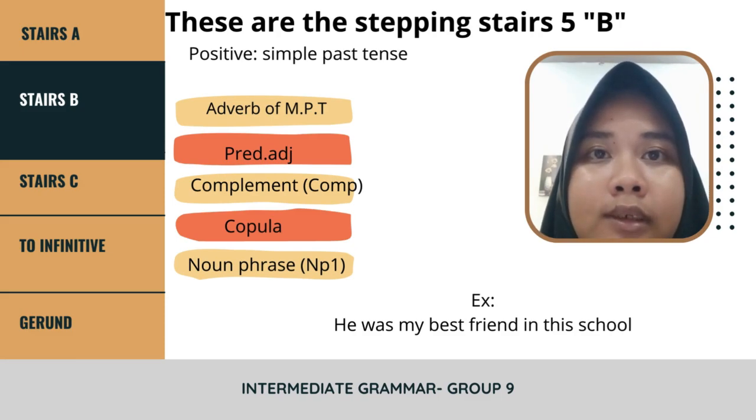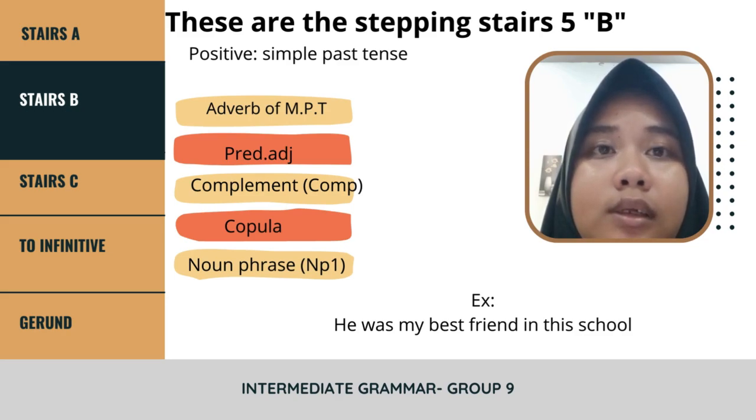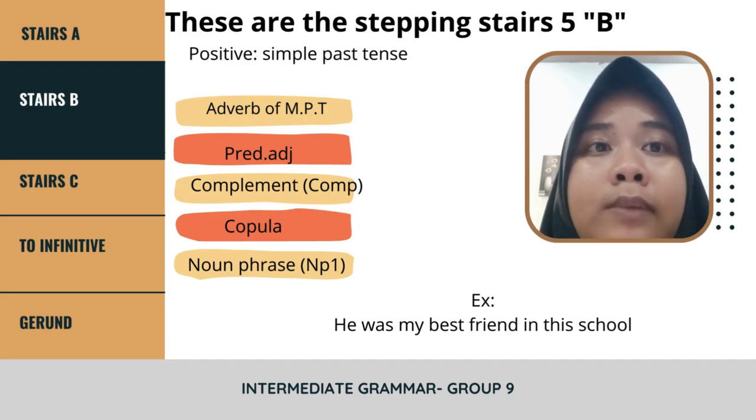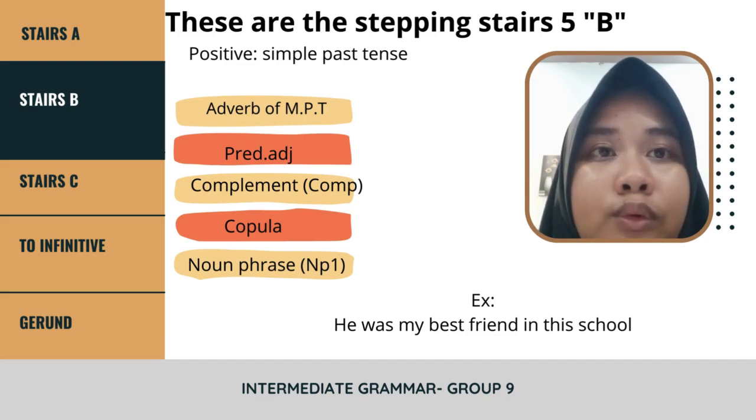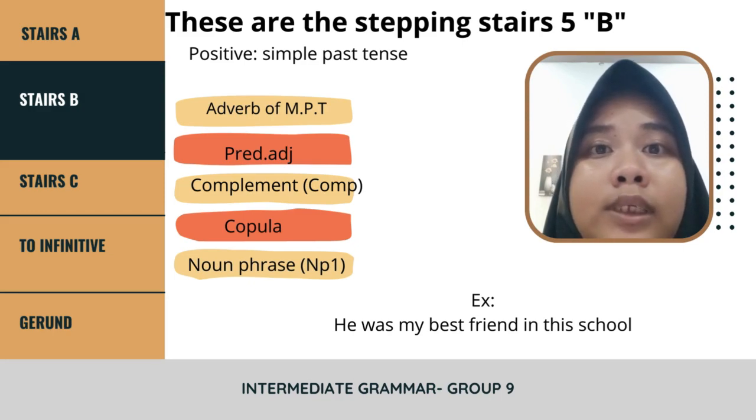Next is stepping the 5 stair B, simple past tense with positive sentences. For the example is he was my best friend in this school. He as a noun phrase or NP1, was as a copula. My best friend is a complement, and in this school as an adverb of MPT.